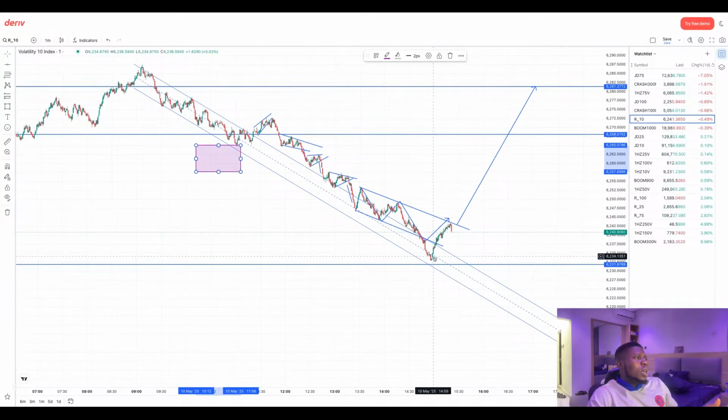So that should be the case. I'm expecting this market to reverse from this zone back to this area.